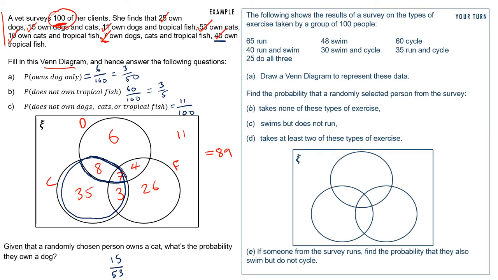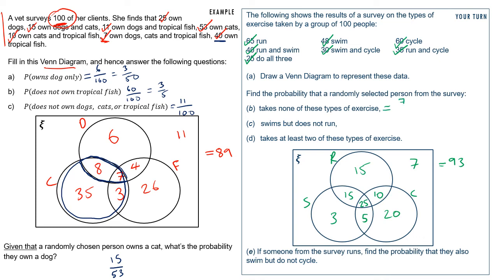This practice question's really similar. Remember to start off in the centre as you're working through it. So filling it in from the centre, you should have ended up with these numbers. And if we add up the total of all these, it comes to 93, which means 7 people don't run, swim or cycle. That's what we need for the first probability question.